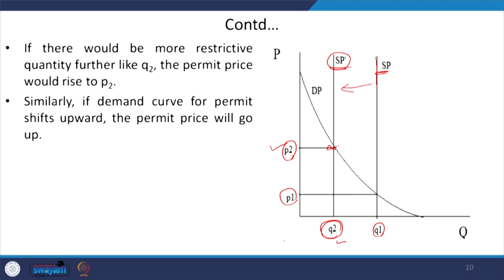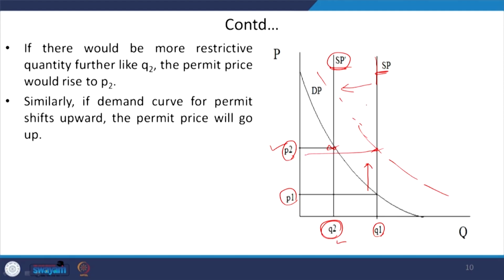And likewise, suppose the demand curve for the permit shifts upward like this, okay, then what will happen? So, obviously, in case of this first supply curve, now the demand curve is shifting. The same quantity of permits would be there. However, the price would be rising from the P1 level to this level, okay.